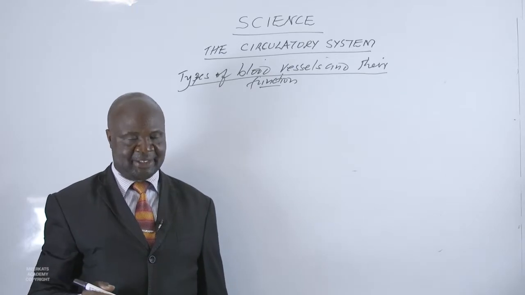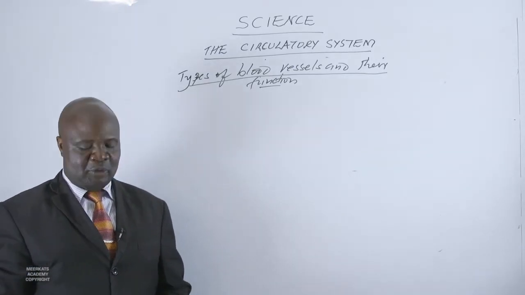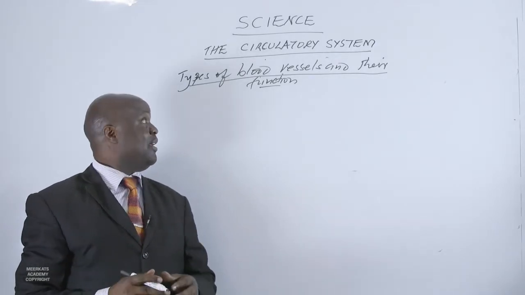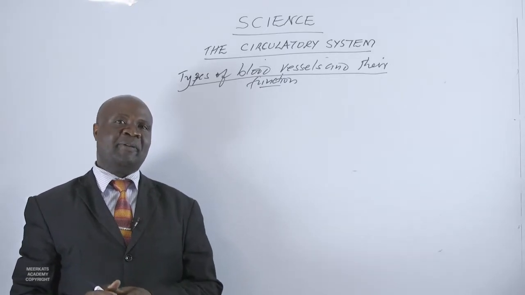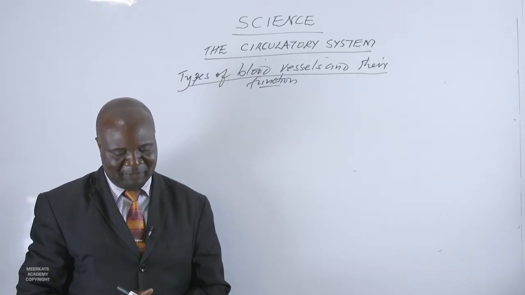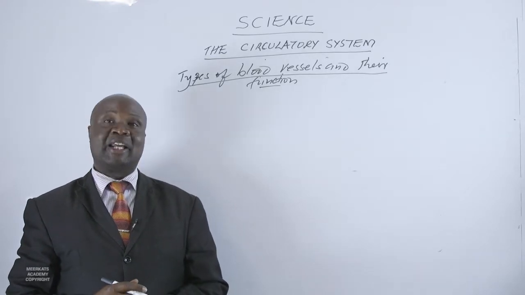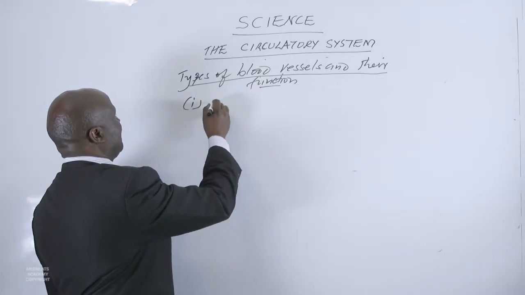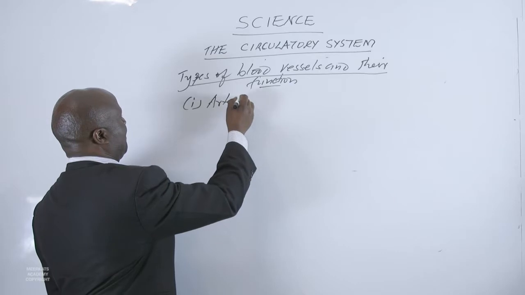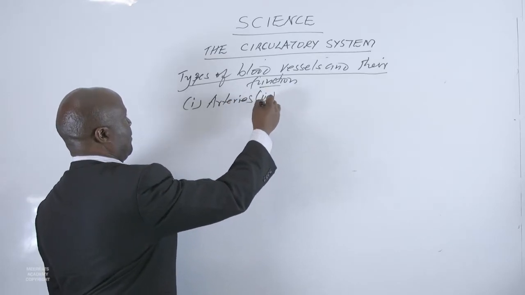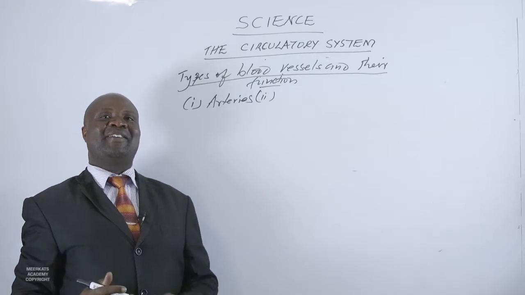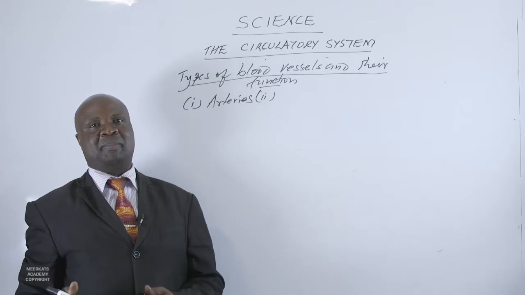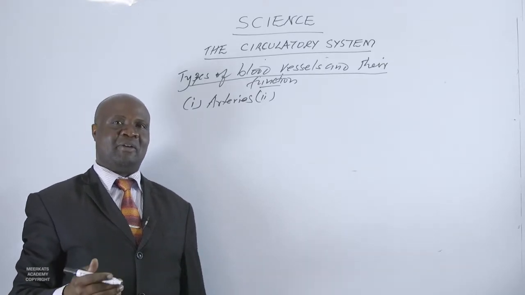The blood flows around the body in tubes called blood vessels. We are saying the blood flows through our body in tubes called blood vessels. There are three types of blood vessels. One, we call it arteries. We have the arteries, and arteries are responsible for transportation of blood from one part of the body to another part of the body.